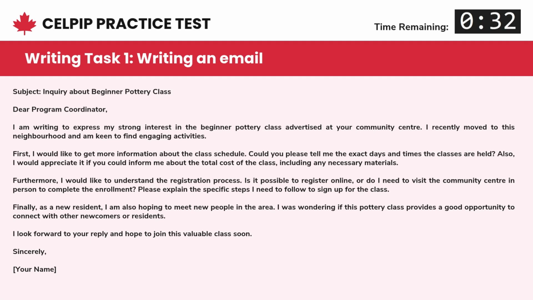There are also a couple of slightly more advanced words like keen and enrollment, which show a developing vocabulary. These are good examples of mild stretch words that are still understandable for the target level. For beginner learners, remember to start with a clear purpose statement. Then use simple sentences and common vocabulary to answer each part of the prompt. Always end with a polite closing. Practicing these simple steps will help you write clear and effective emails.